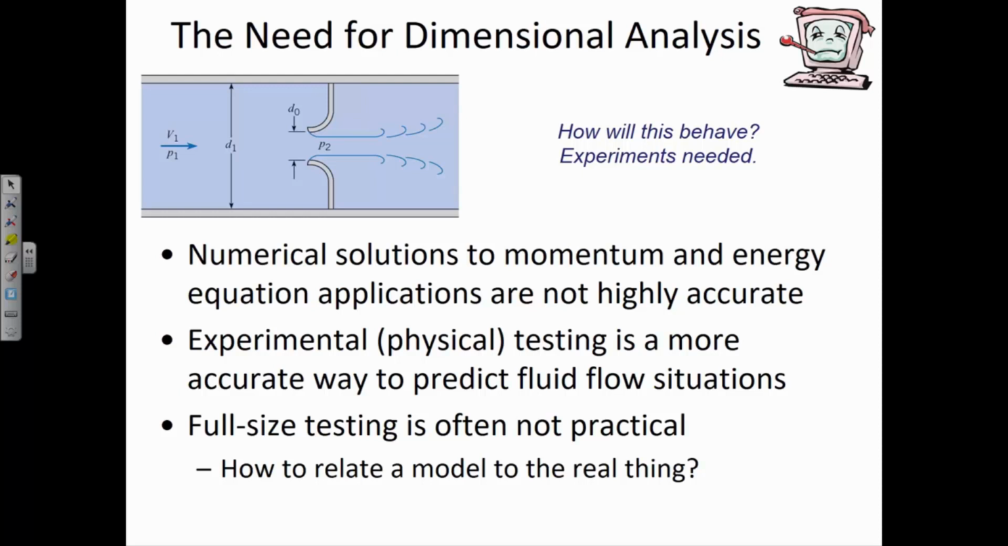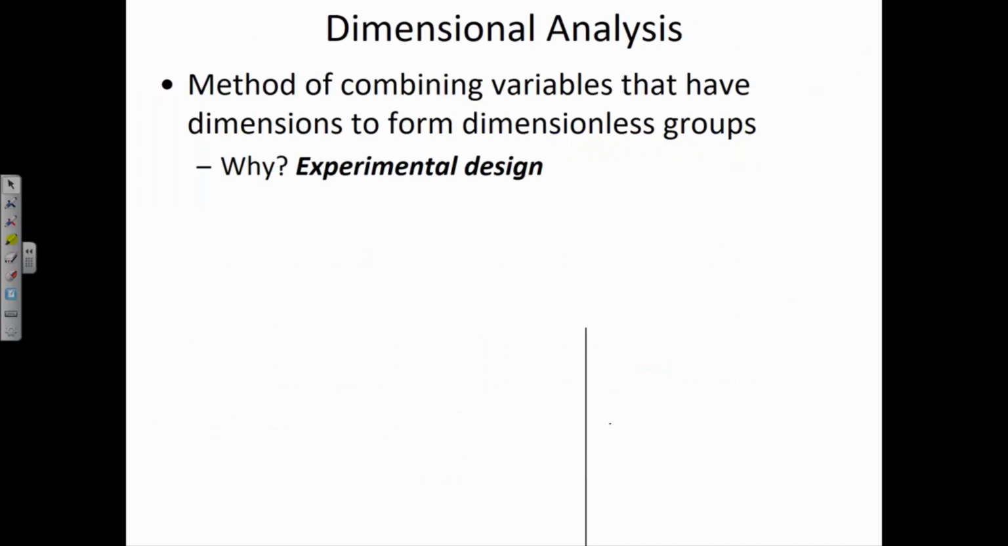And so the question is how do you relate the model of something complicated like this, which you've never seen before and you're not exactly sure how the parameters relate to each other, to the real full-scale thing? Well, there's an approach that can help start to shed some light on how a model and a prototype interact with each other by combining variables that have dimensions to them and forming dimensionless groups that are called pi groups. And it helps you to proceed with experimental design.